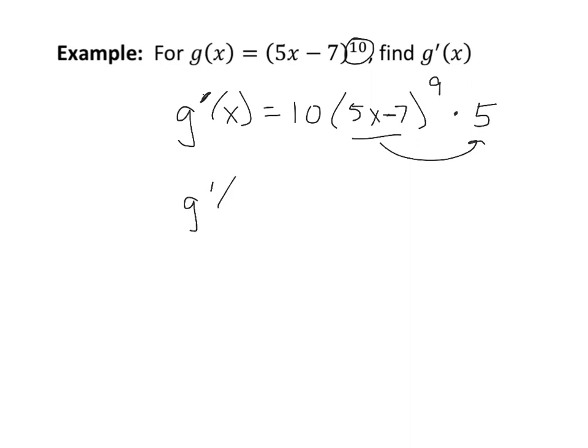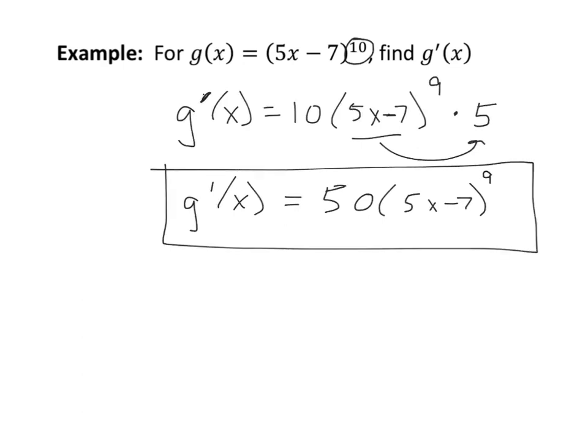The thing I would do here to beautify this would be to put the 5 and the 10 together and make this 50 times 5x minus 7 all to the 9th power. All right, so we'll now go on to our last example.